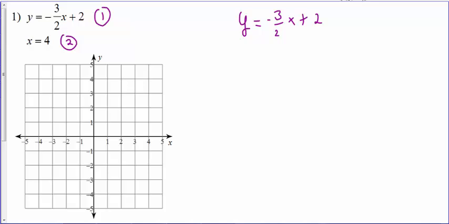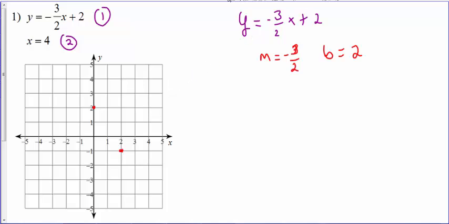Looking at this particular example, we see that the slope is negative 3 over 2 and that the y-intercept is 2. Now, let's go ahead and graph this equation. We know that it has a negative slope, so from left to right it'll be going downhill. We're going to start at 2, and we're going to go down 3 and to the right 2 because it's a negative slope. So 1, 2, 3, 1, 2. And we're going to put a little dot.